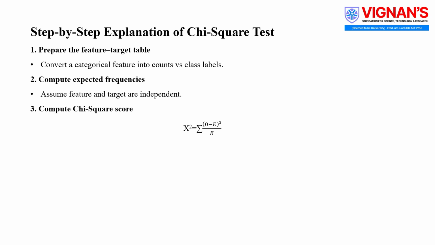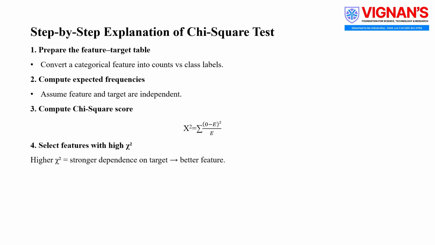Step 4. Select features with high chi-square values. A higher chi-square value indicates stronger dependence on the target variable. So, these features are considered more important for classification. Step 5. Remove features with low scores. Low chi-square values signal a weak relationship with the target. These features are usually not useful and can be removed.